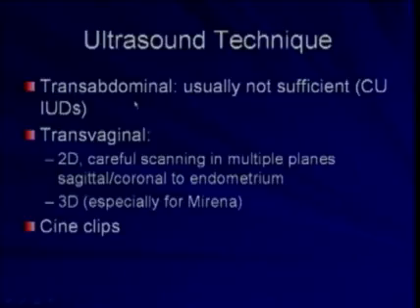We routinely do take a quick look transabdominally, but usually this is not sufficient. Occasionally, because of their highly echogenic nature, one can determine the location of the copper IUDs transabdominally. Usually, though, we use transvaginal sonography, and when using 2D ultrasound, very careful scanning in multiple planes, sagittal to the endometrium as well as coronal to the endometrium, to try to recreate, as it were, in our minds, the configuration of the IUD.